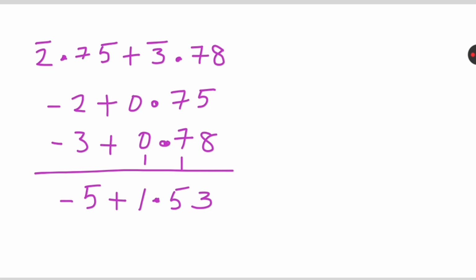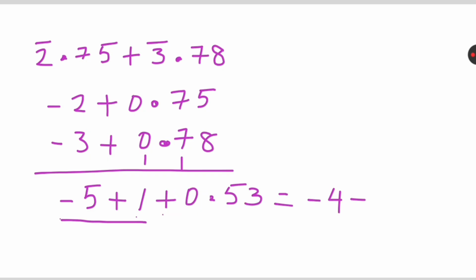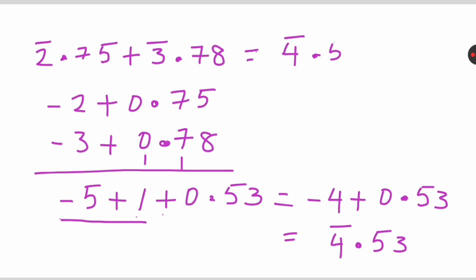1.53. Here 1 is a whole number and these are after-decimal-point numbers, and here minus 5 is also a whole number, so you have to simplify a little bit here. 1.53 we can write as 1 plus 0.53. So here minus 5 plus 1 gives minus 4. Minus 4 plus 0.53, so we can write this as 4 bar 0.53. So here the result is 4 bar 0.53.